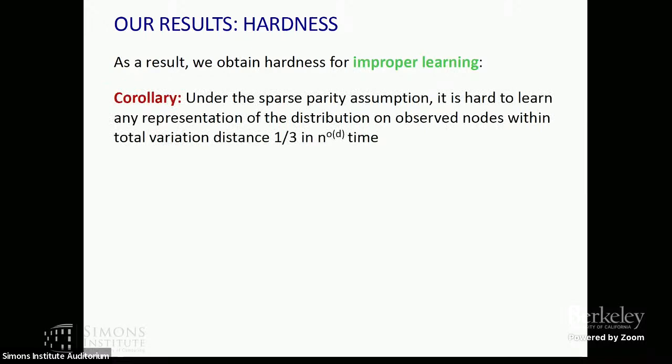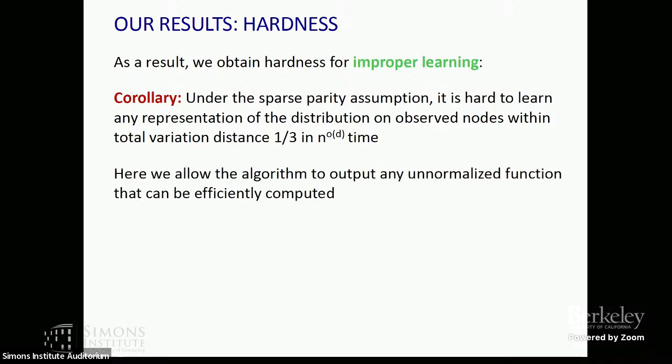So for example, under the sparse parity with noise assumption, it turns out that it's hard to learn any representation on the distribution on the observed nodes that's, say, close in total variation distance 1/3 in time better than n to the order d. And here it's even a very weak notion of learning. You can even do it improperly, where you just allow your algorithm to spit out any unnormalized function that can be computed efficiently. This problem is still hard.